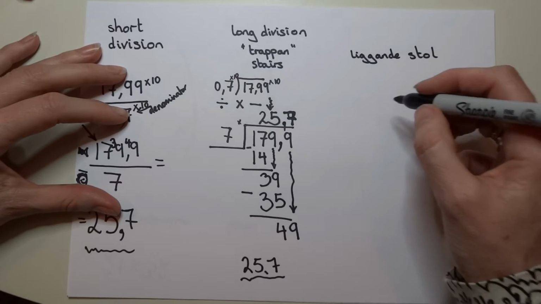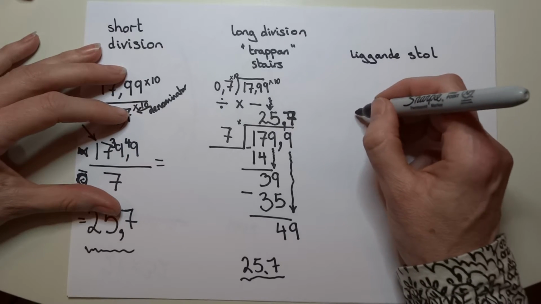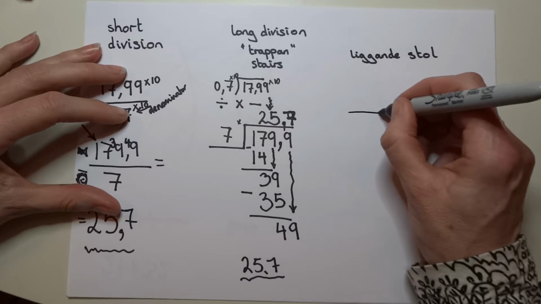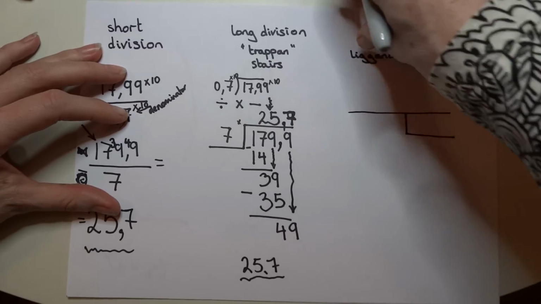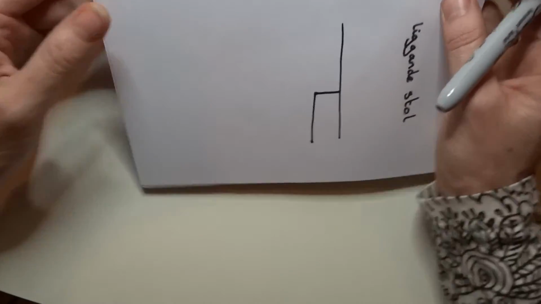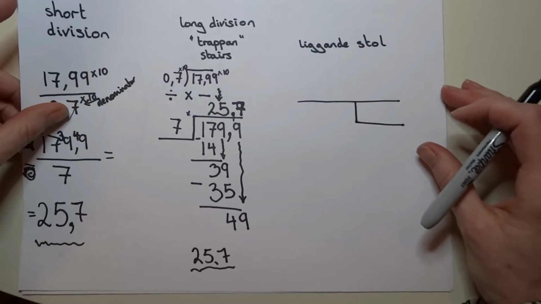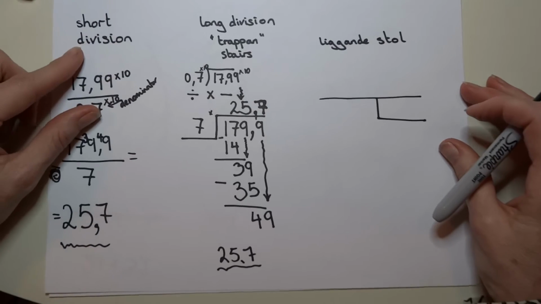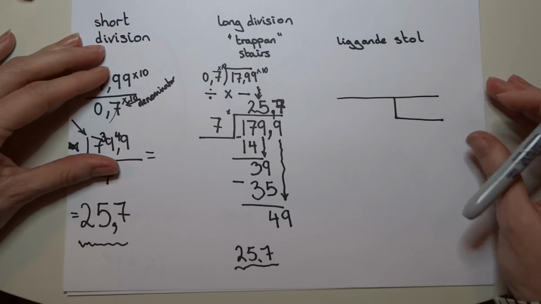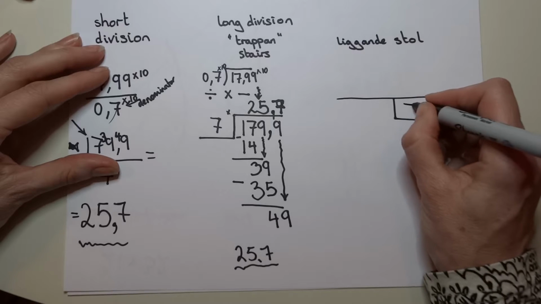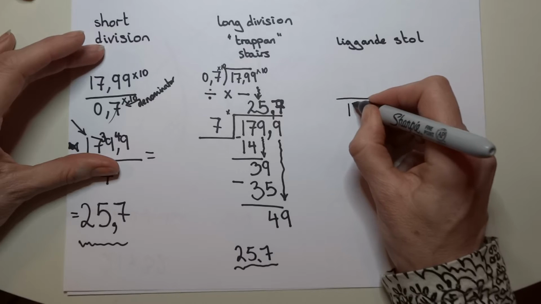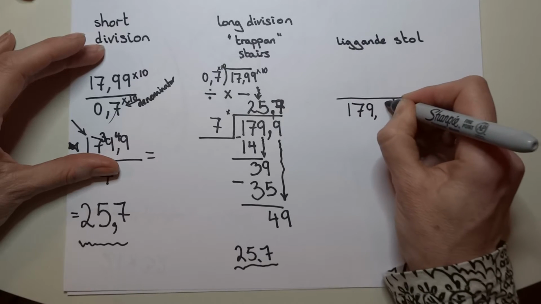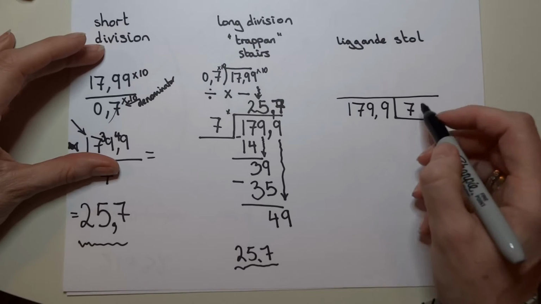And the final method, in Sweden, they actually write the division a different way, where they write it as a horizontal chair. If you look at the chair, if we turn that round the other way, it's like a chair on its side. And this is another method that they use to show short division. Here we write the 7, and here we write the 179.9, and we basically do the same thing.